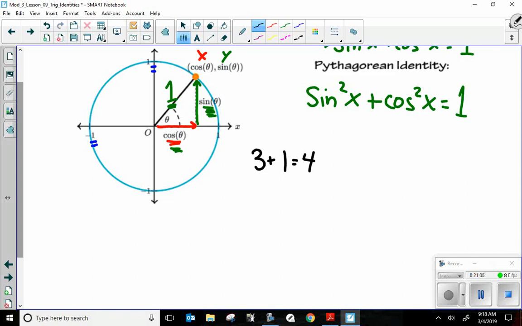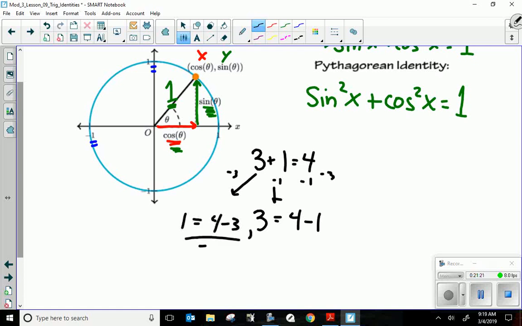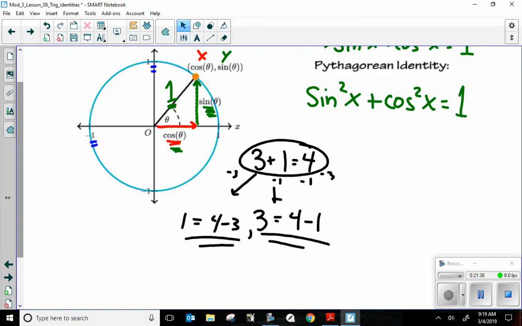Can I also say, if I subtract 1 from both sides, that 3 equals 4 minus 1? I could. What if I subtracted 3 from both sides? I could say 1 equals 4 minus 3. Both of these are still true. What I do to one side of an equation, I have to do to the other. That is the basis behind solving for a variable, using opposite math.